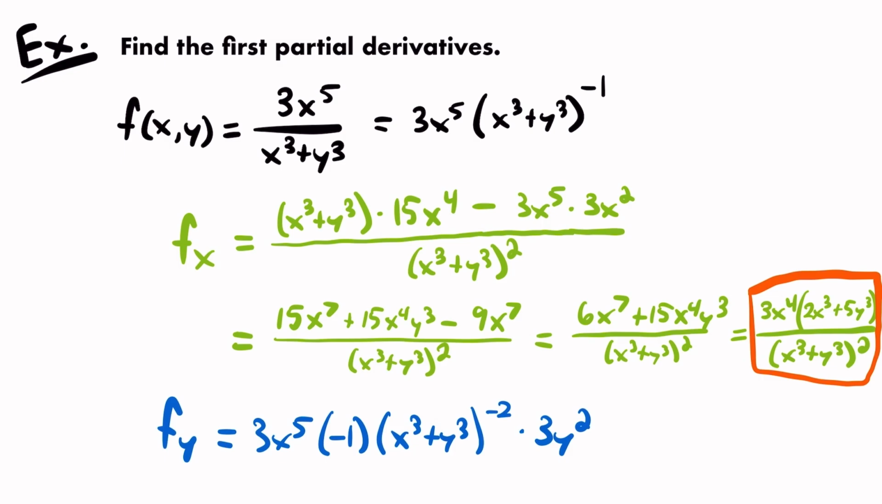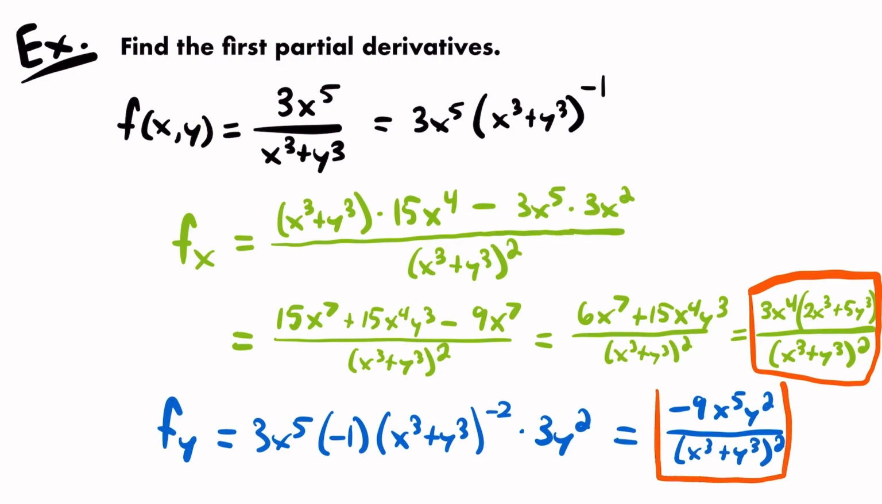All right, and so finally, simplifying this, I'm going to move this quantity with a negative exponent to the denominator so that the exponent is positive, but then negative 1 times 3 is negative 9, and then we have that x to the power of 5 and y squared, all divided by x cubed plus y cubed, squared. And that right there would be the partial derivative with respect to y for this multivariable function.